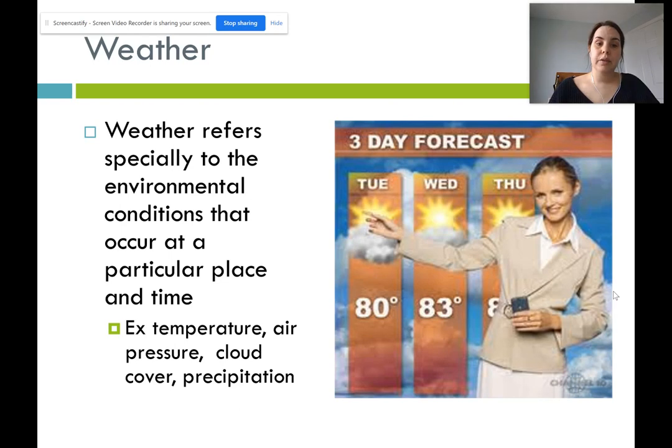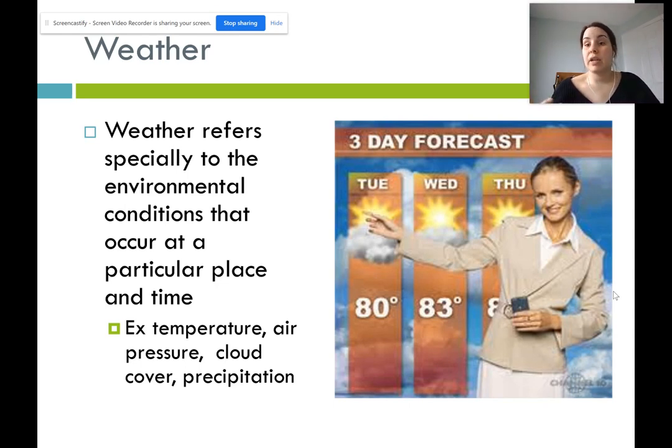Weather is a little bit different. Weather is the specific environmental conditions that occur at a particular place at a particular time. So if I describe to you that if I look out my window right now, I can see that it's pretty cloudy, it's a little bit cool, that's me telling you the weather that's occurring outside.